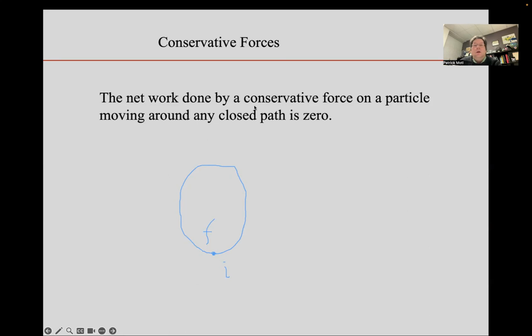If the force that is doing work is a conservative force, then it can't do any net work along a closed cycle. Whatever work was done along one part of the cycle is going to be undone by the other part of the cycle, because if I end back at the same place that I started, I have to have the same amount of work done by this conservative force. So that's one way to think about a conservative force, that along a closed path, the work done by the force is zero if it's conservative.